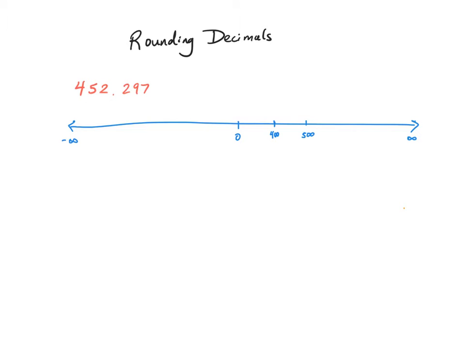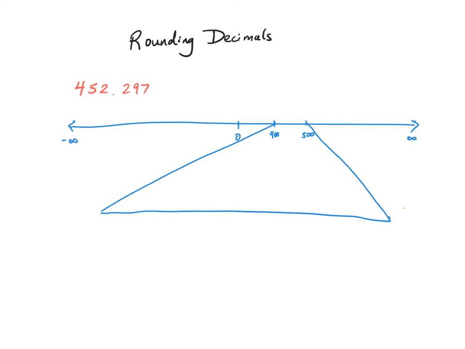I'm going to pretend like we're zooming in between those 2 points, and I'm just going to draw this out like this. And I'm going to connect the endpoints here. This will represent 400, and this over here will represent 500. I know halfway between 400 and 500 is 450. So now I'm going to go ahead and try to place my number 452 and 297 thousandths, and I'm thinking it's going to be somewhere right over in here.